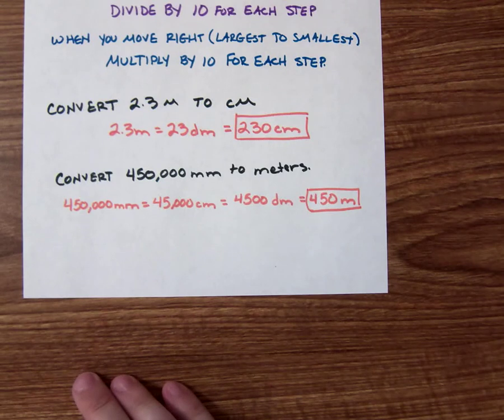450 meters. That's big. If somebody says they're 4,500 decimeters tall, they're either a liar or they're terrible at math. Maybe both.